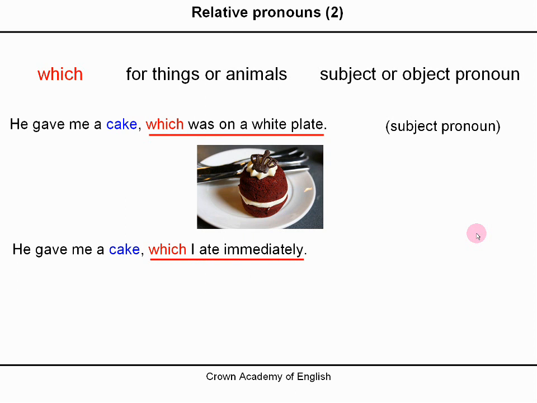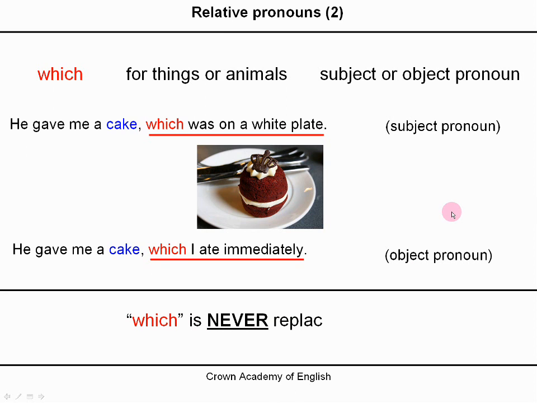He gave me a cake which I ate immediately. And this time we have the same word which, but this time it is acting as an object, which I ate. So in fact, I ate a cake, which is representing the word cake. So I ate the cake, it's an object. And again, which is never replaced by that. Okay?